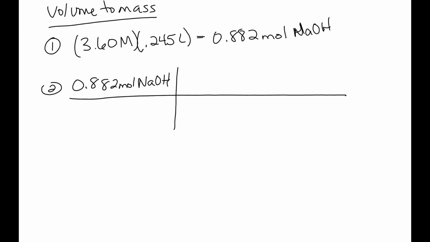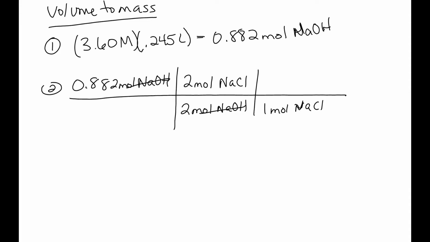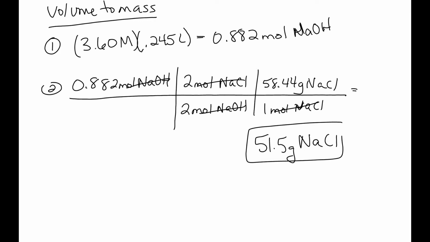Now when we look at this, this is our mole ratio. So it's 2 moles of NaOH to 2 moles of NaCl. And then 1 mole of NaCl has a mass of 58.44 grams. And we get 51.5 grams of NaCl. Okay, hopefully you get that.